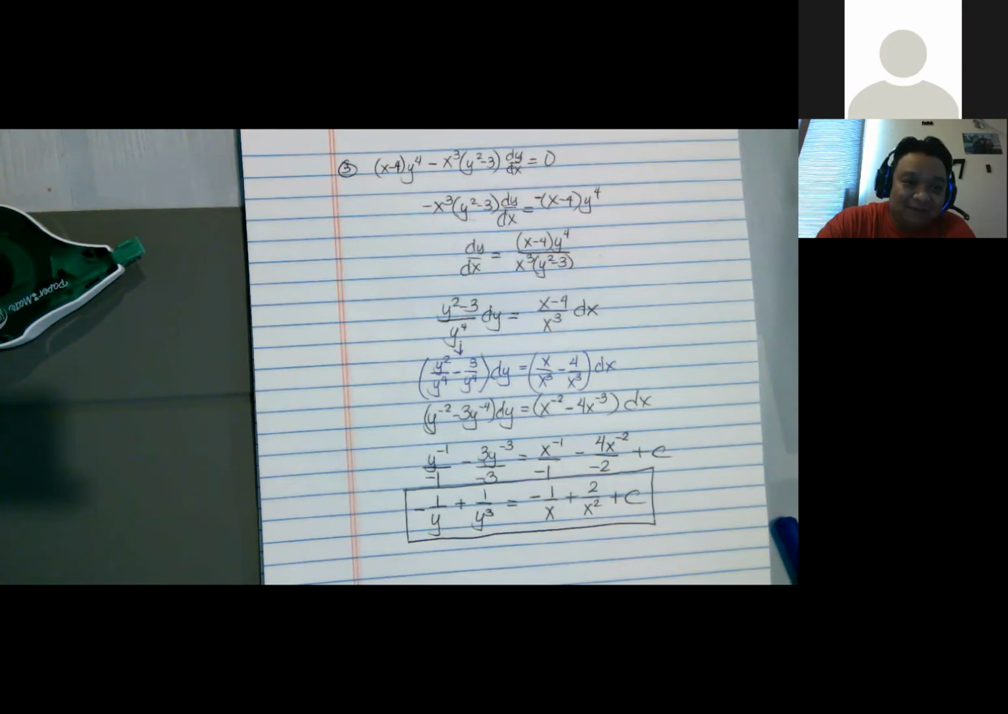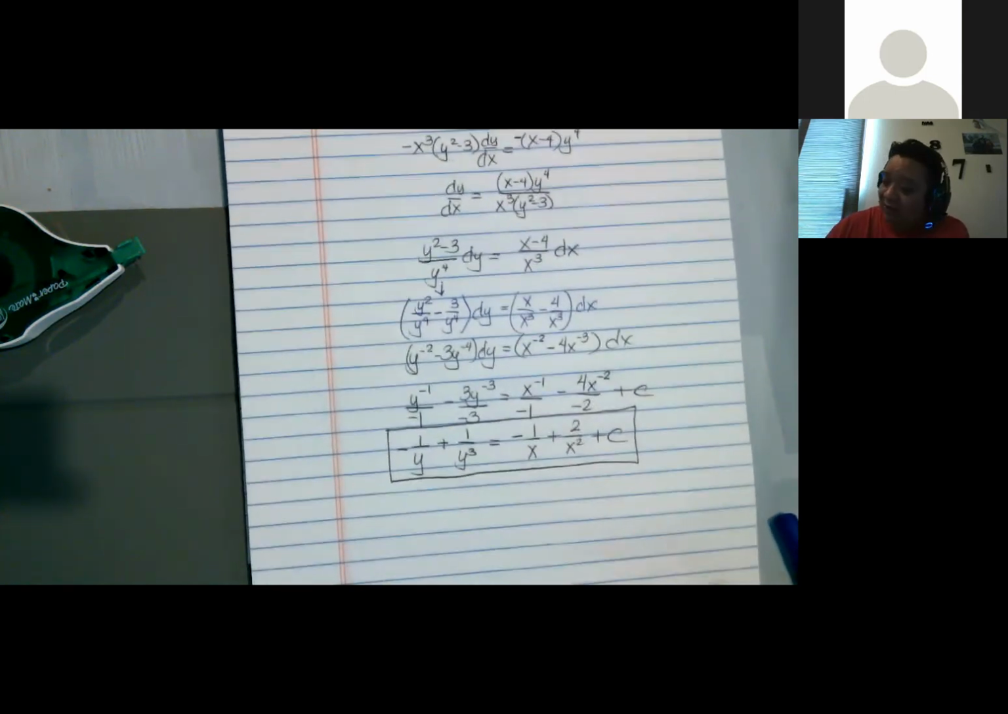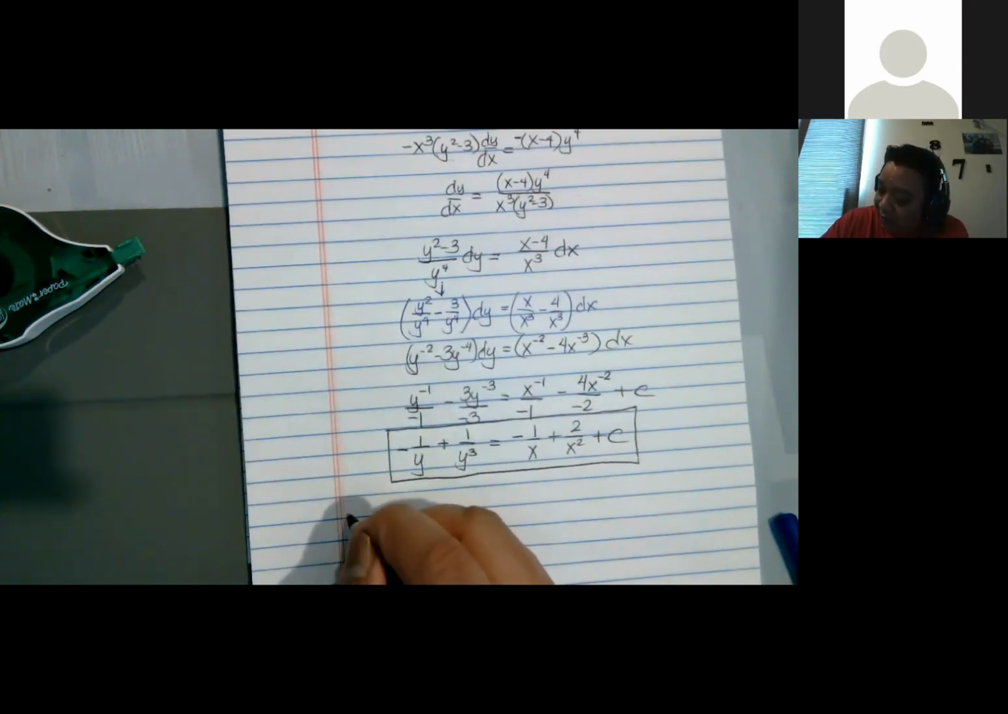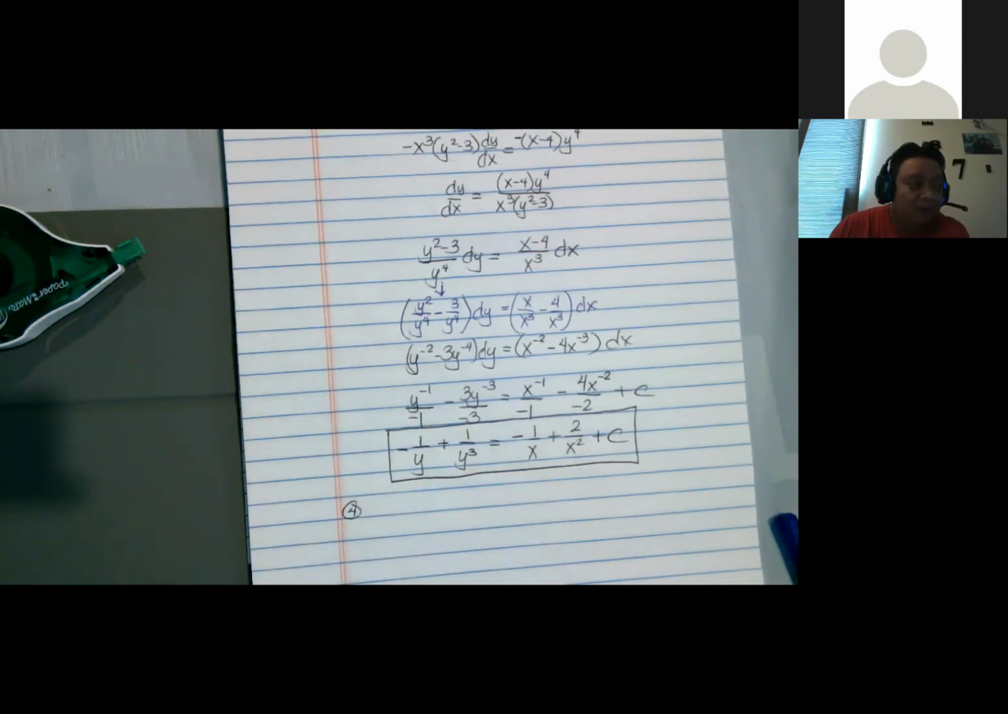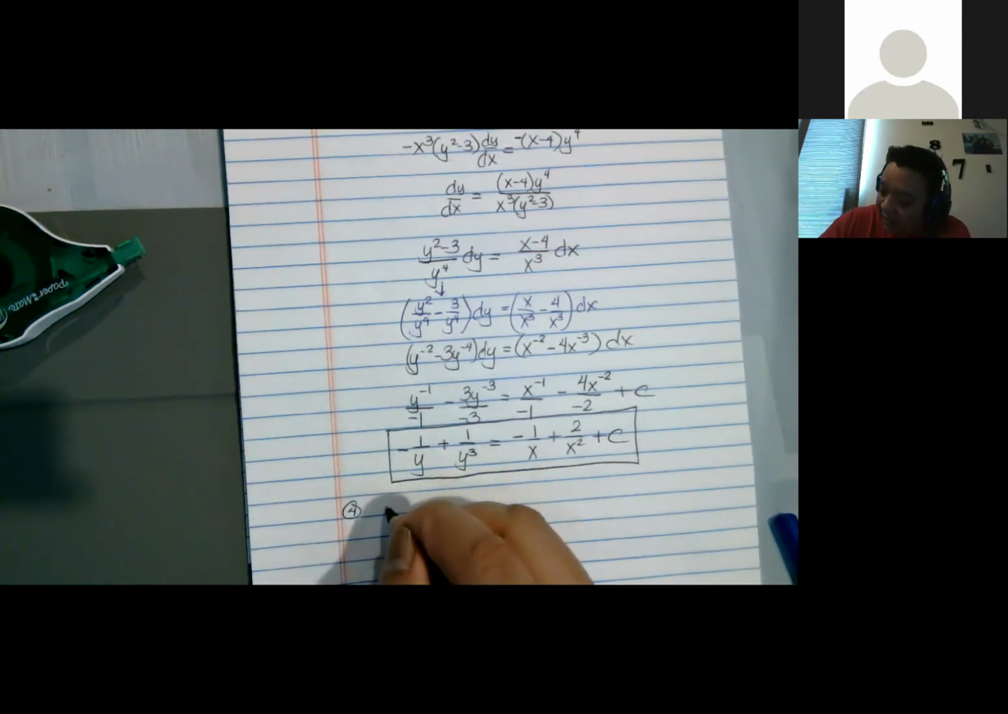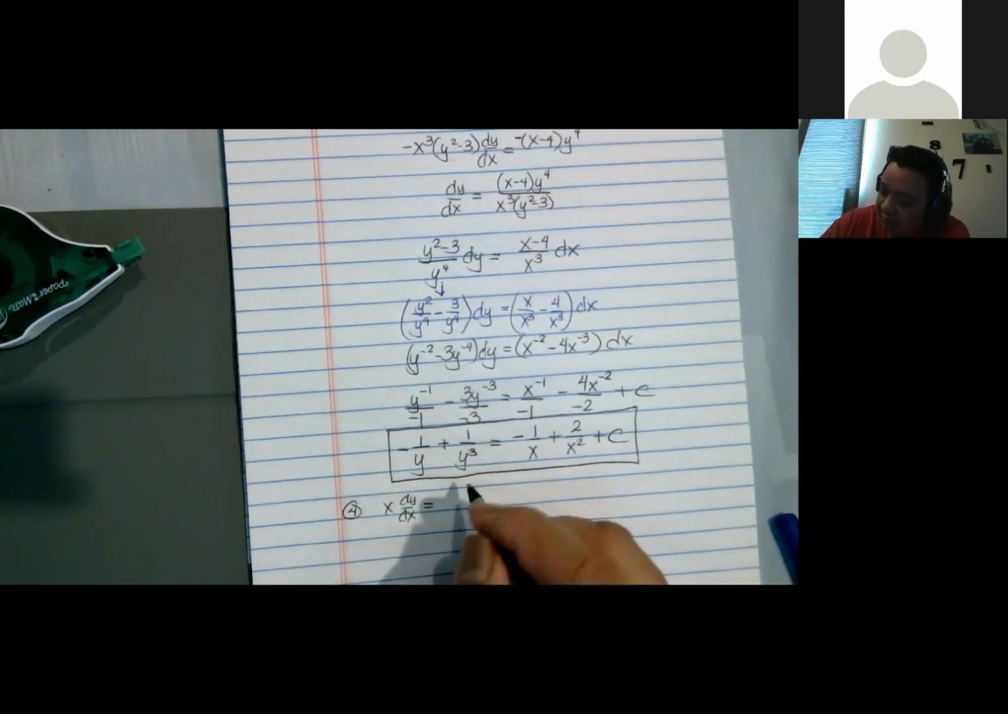Any questions on it? By the way, this is obviously not linear, right? So there's a y with multiple powers on here, so this is not linear. All right, so let me give you one to try yourself. Example number 4, I guess. How about x dy dx is equal to 1 plus y squared.